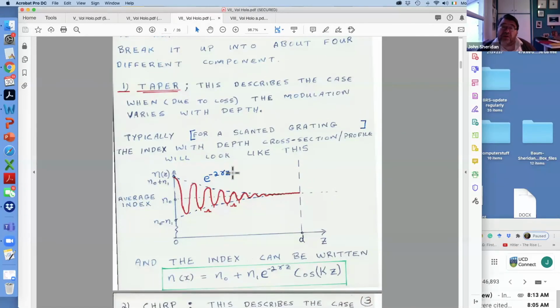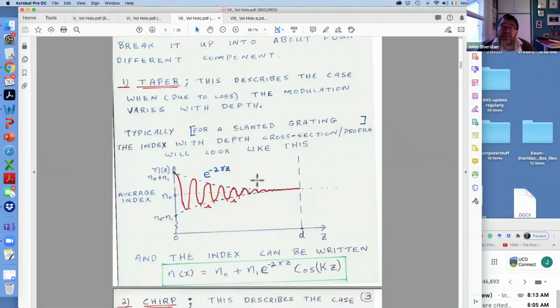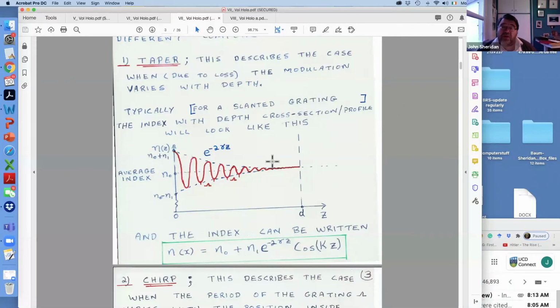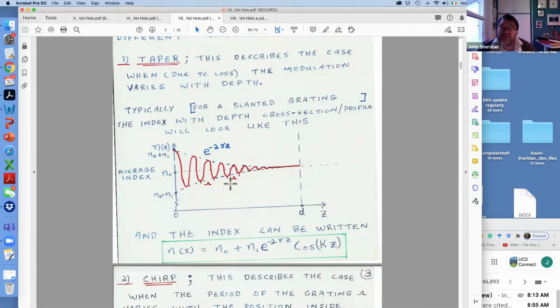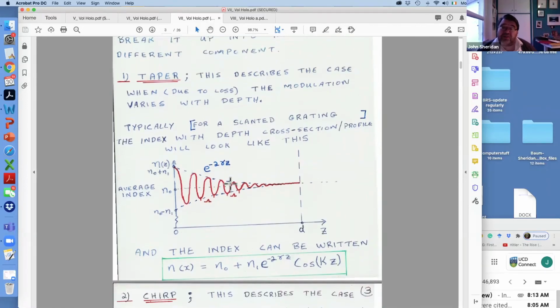So, taper. This describes the case when, due to loss, for example, the dye, the modulation varies with depth. And typically for a slanted grating, the index varies with depth, so we have to have a slant, because in the unslanted case, of course, we have a constant index at any slice across X. For the Z value, we're going to have a constant index. So we've got a slanted grating, with a sinusoidal variation. The index with depth varies like this. So we have an envelope with this damped modulation.